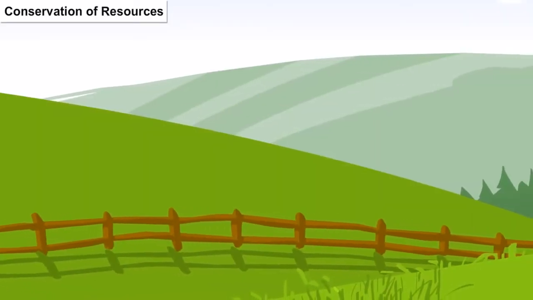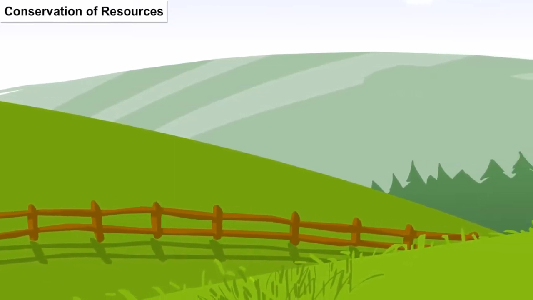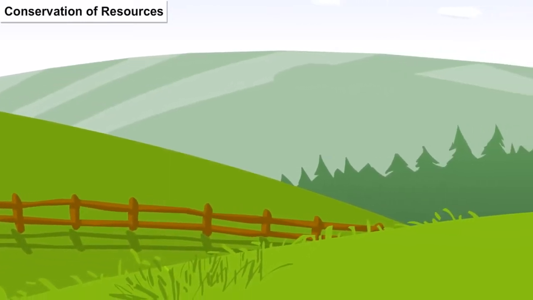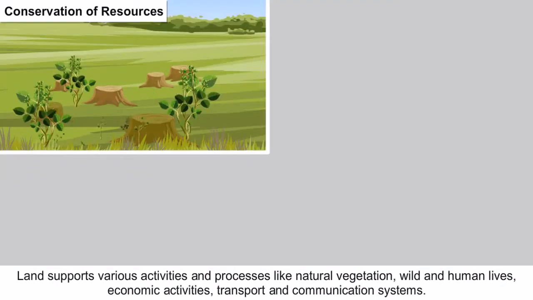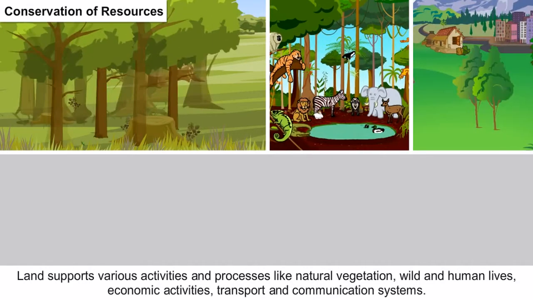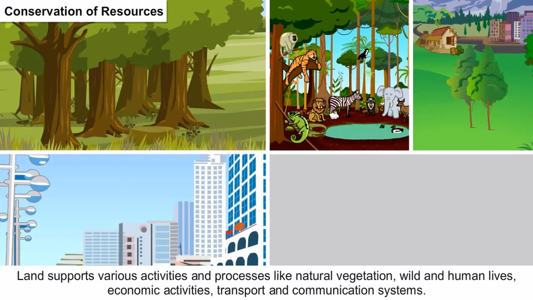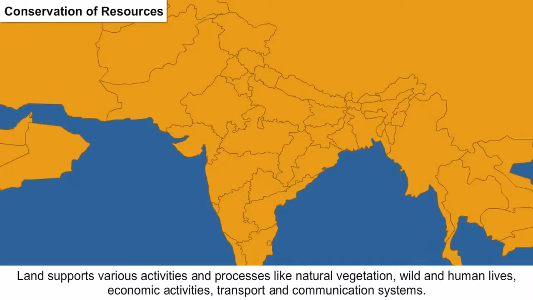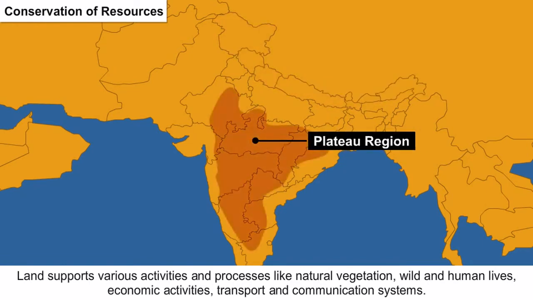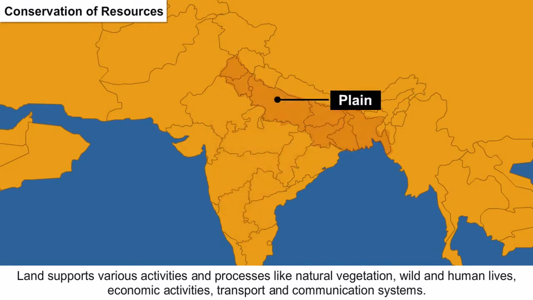Now let us know the most needful resource, that is land resource. Land supports various activities and processes like natural vegetation, wild and human lives, economic activities, transport and communication systems. In India, the mountains occupy 30% of land area. The plateau regions occupy 27% of the land area, while 43% of land area is plain.